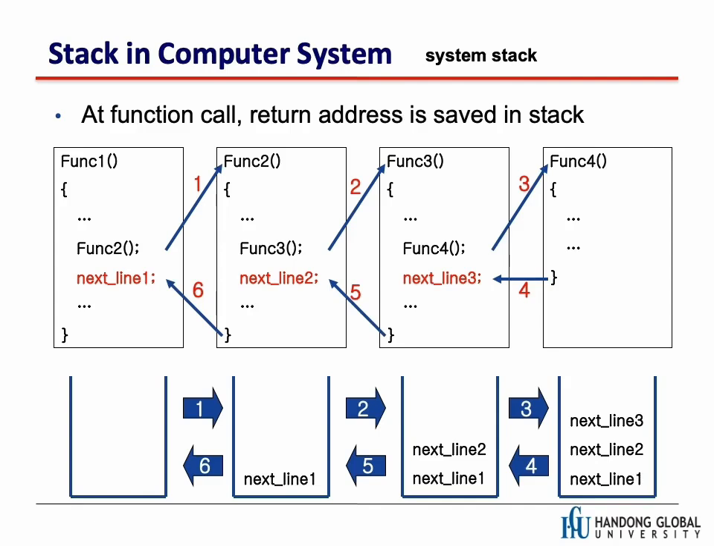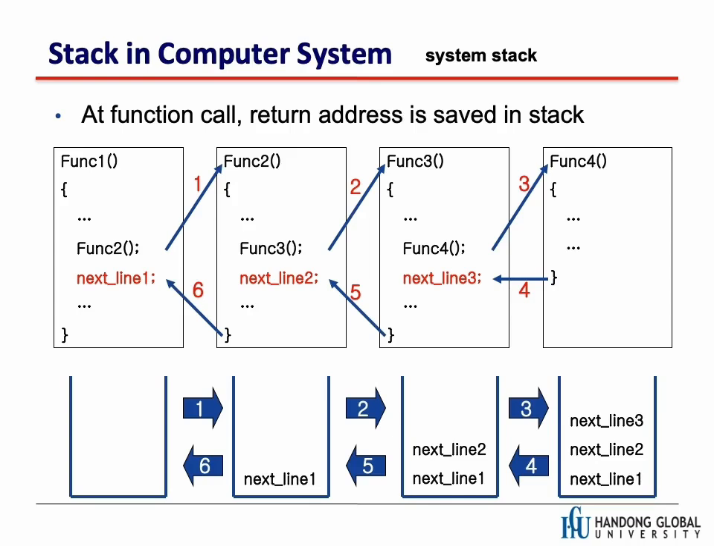Good. Then in function 2, when we call function 3, we push the address of next line 2 into the stack. Now at the top of this stack we have next line 2. And in function 3, when we call function 4, we push the address of next line 3 into our stack. So we have all the information, and when we are done with function 4, how do we know where to go?